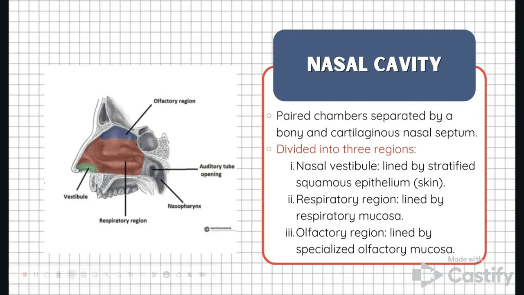As you notice here, the respiratory region makes up the majority of the nasal cavity. The nasal vestibule, which is this green area right here, is going to be lined by stratified squamous epithelium. The respiratory region is going to be lined by respiratory mucosa, and the olfactory region is going to be lined by specialized olfactory mucosa, and we'll discuss each one in further detail as we get to them.